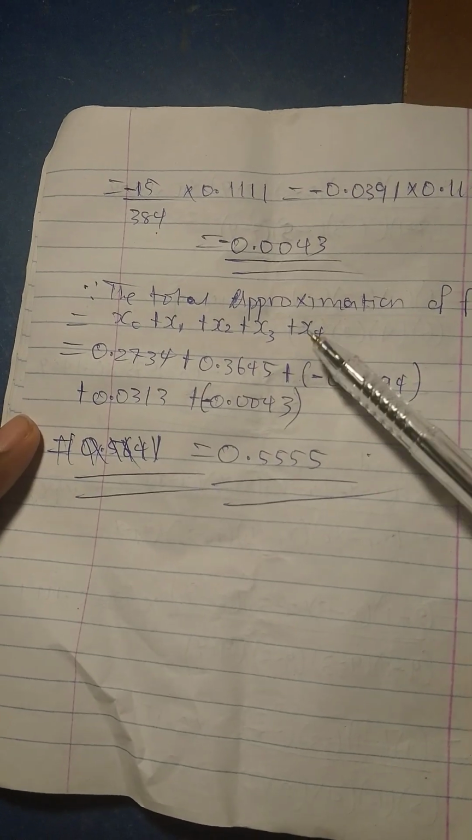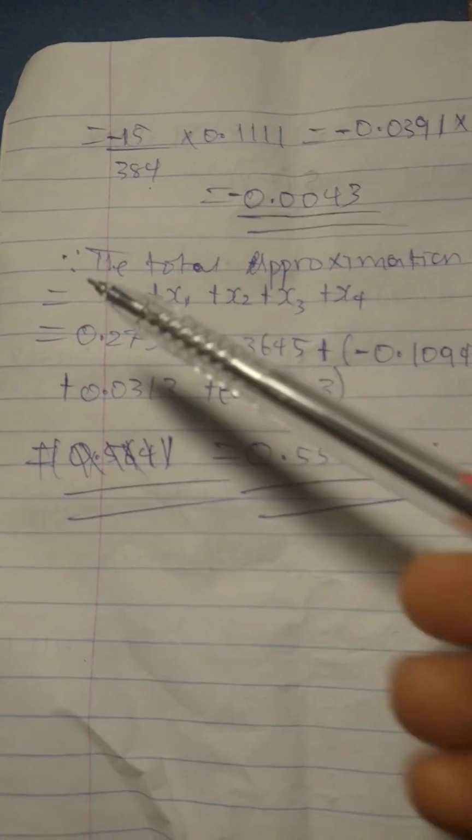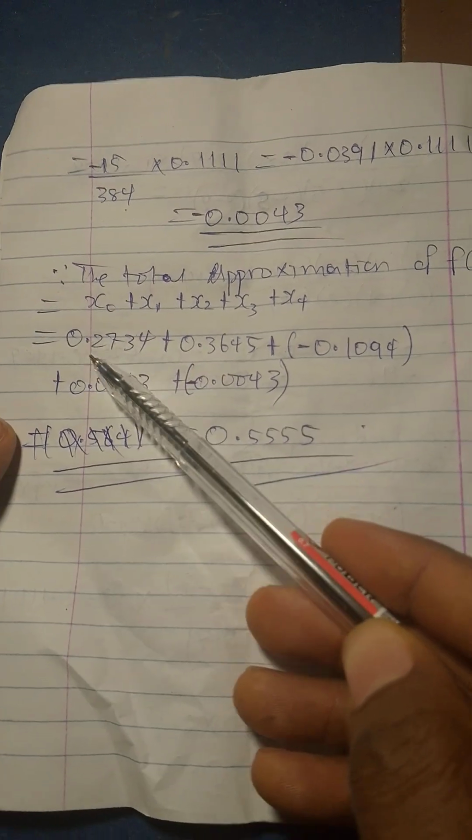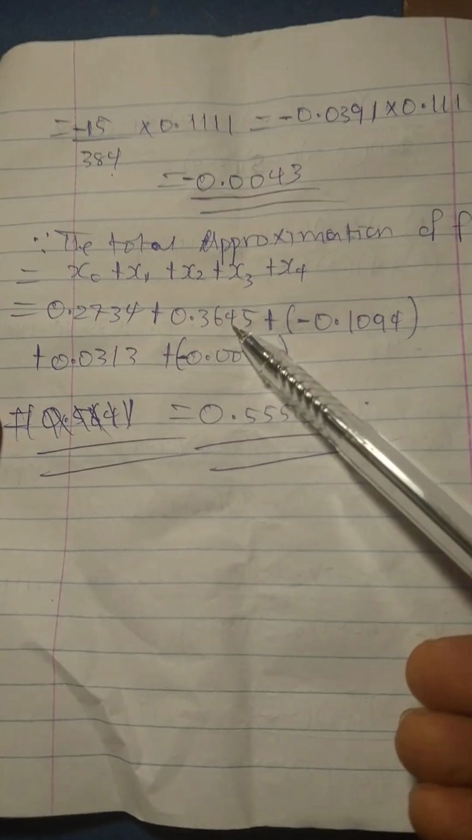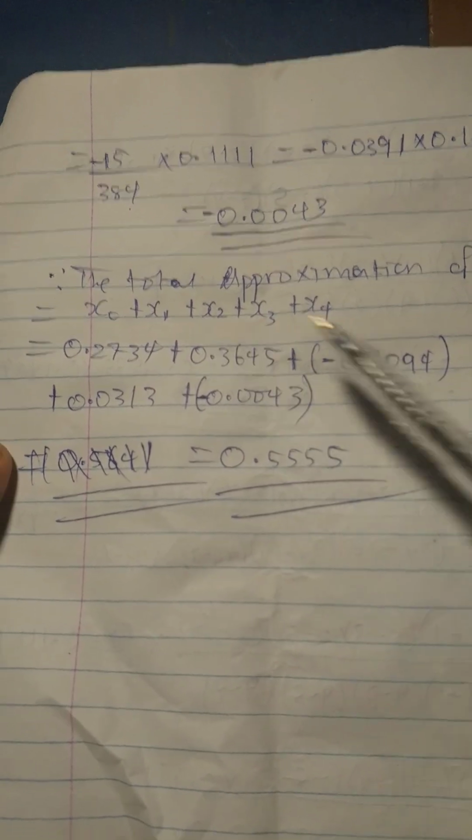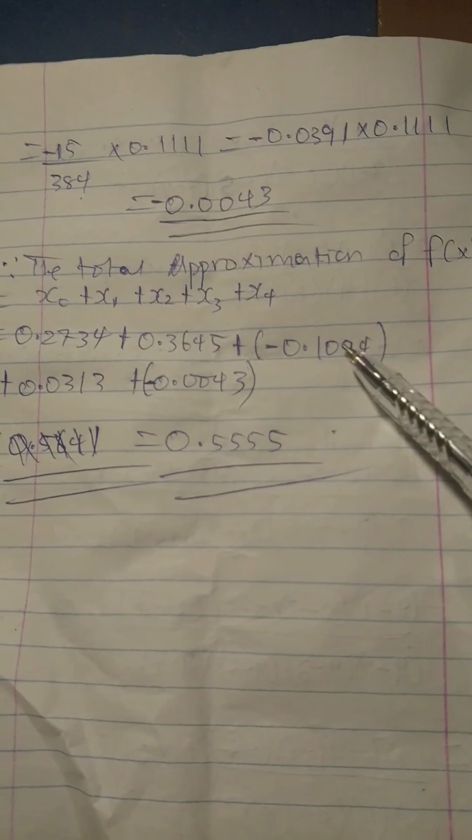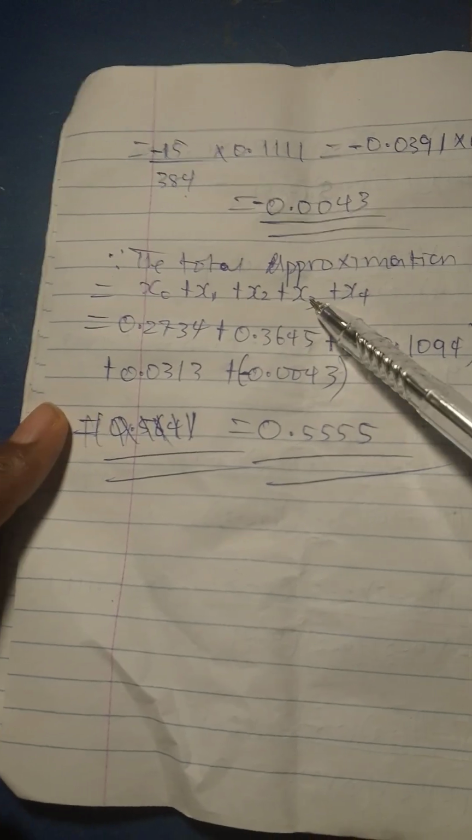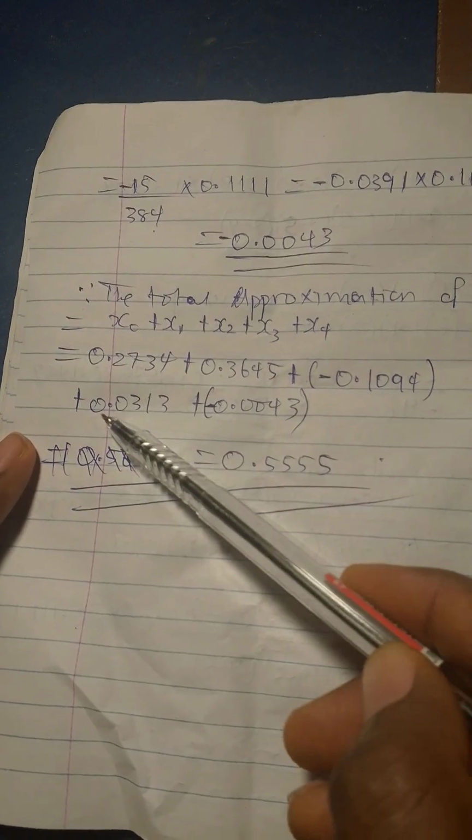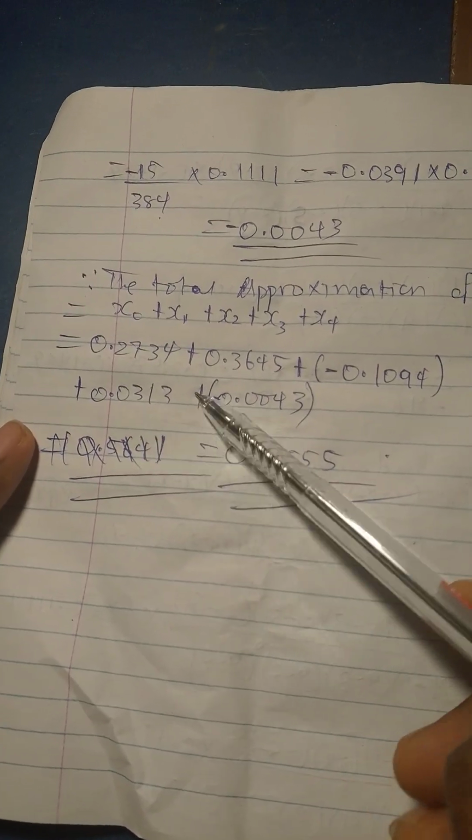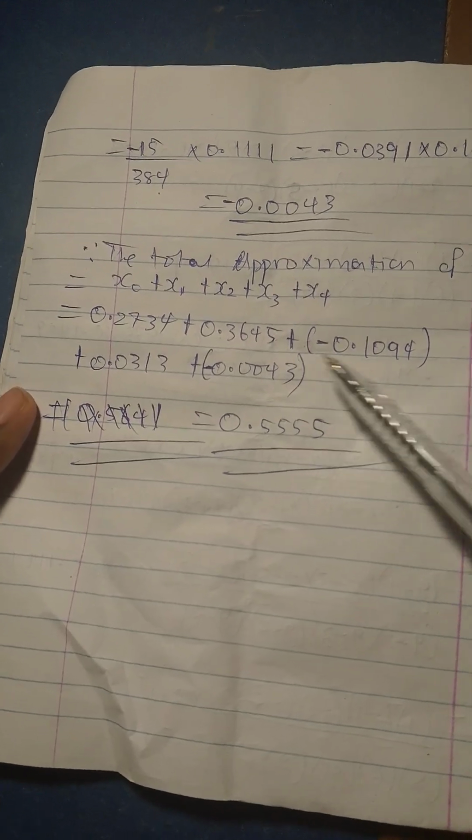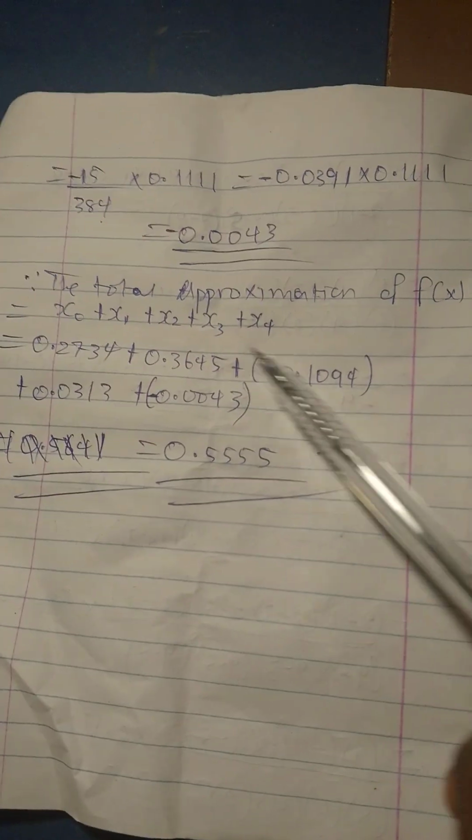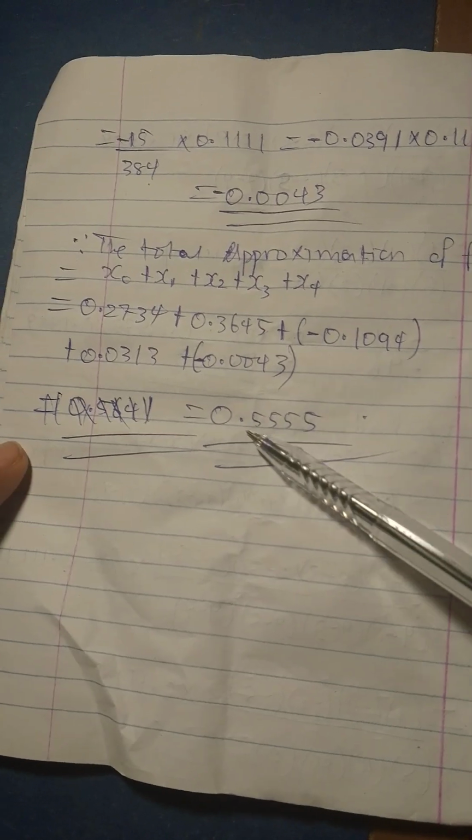Now therefore the total approximation of this question is L0 plus L1 plus L2 plus L3 plus L4. Now if you check in our equation, the answer for x0 was 0.2734, plus the answer for x1 was 0.3645, plus the answer for x2 was minus 0.1094, plus the answer for x3 was 0.0313, plus the answer for x4 was minus 0.0043. So if you add everything here, the answer is equal to 0.5555, and that is the final answer.